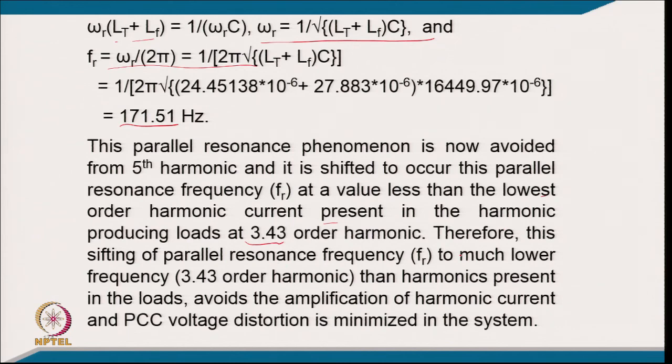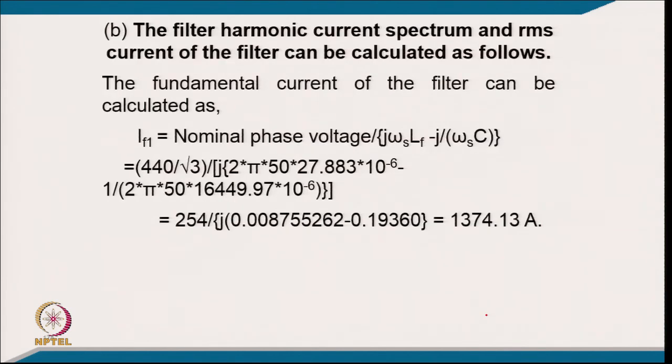Therefore, this shifting of the parallel resonance frequency to a much lower frequency, that is the 3.43 order of harmonics corresponding to 171.51 hertz in place of 250 hertz, avoids the amplification of harmonic current from the load, and PCC voltage distortion is minimized in the system. So, now we can have a filter harmonic current spectrum and the current of the filter can be calculated.